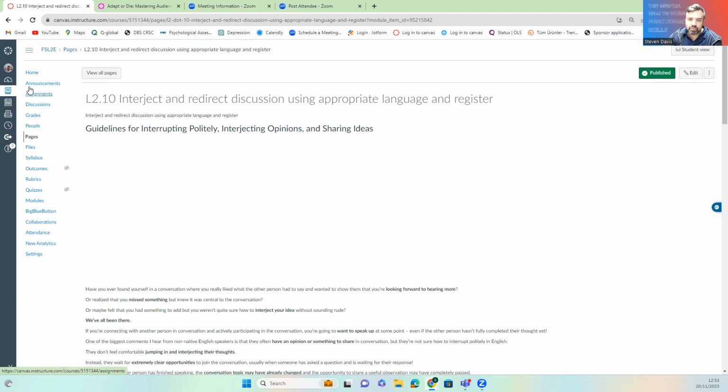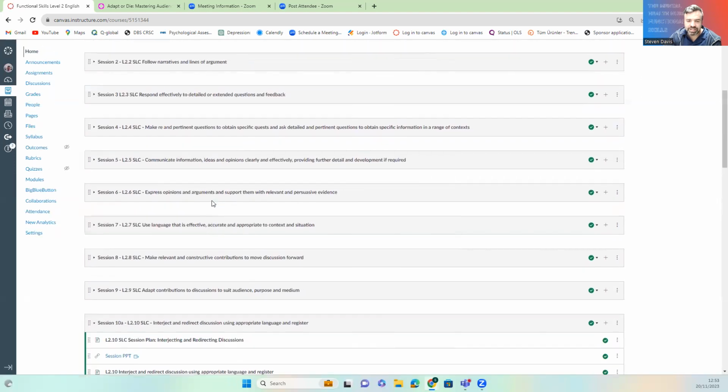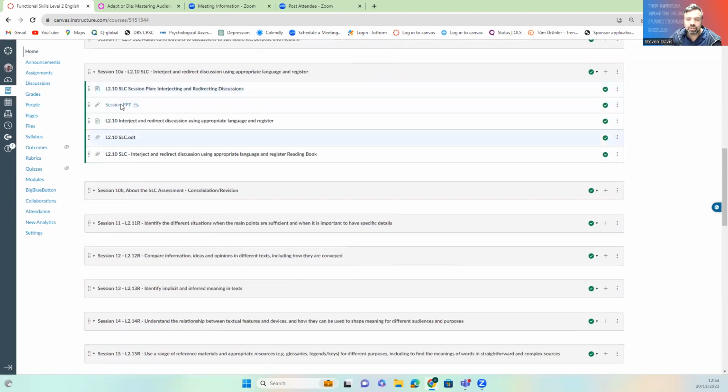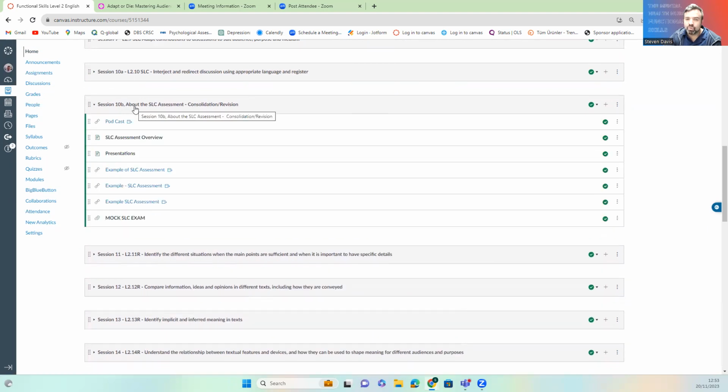Good. So all we're going to do now is we've got one more session, and this session will look at session 10B, which is all about the speaking and listening assessment. So we're going to consolidate everything that we've learned. We'll have a quick recap, and then we will look at the mock exam.